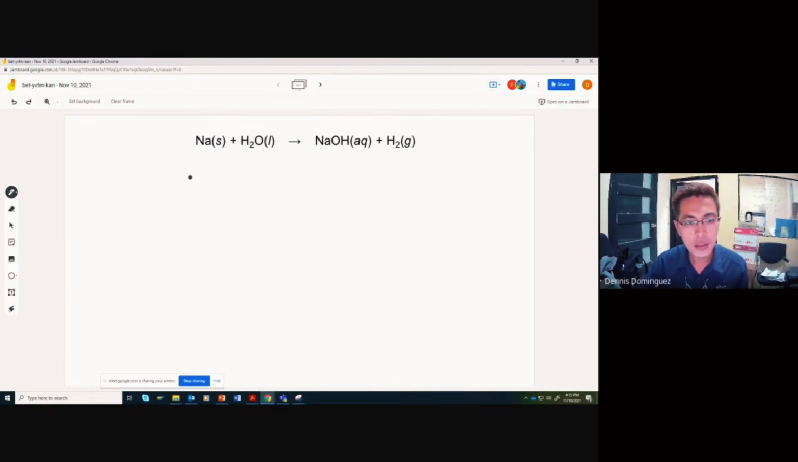So on the reactant side, we have the sodium. Then we have also the hydrogen. And then the other component will be oxygen. So those are the components of the reactants.